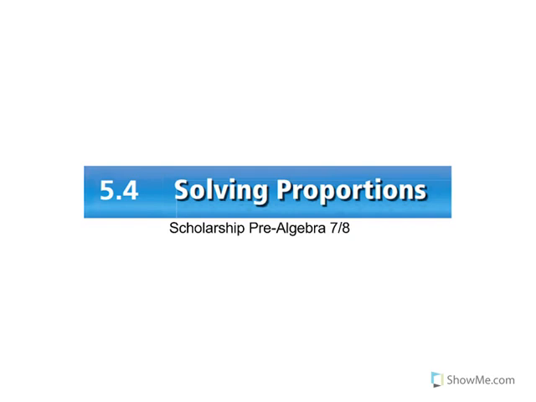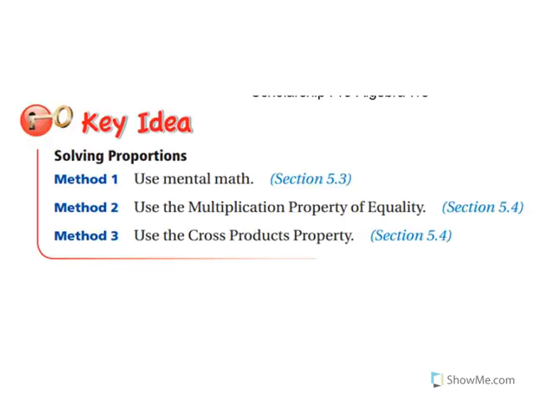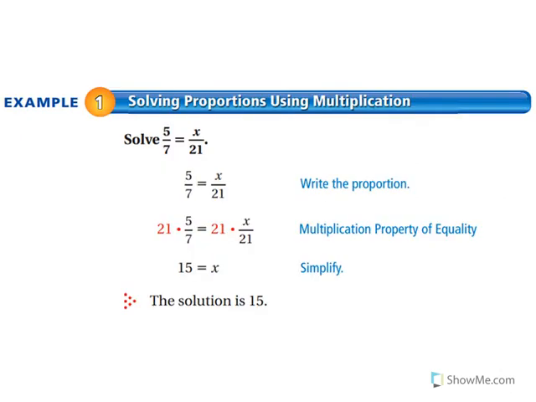Chapter 5.4, Solving Proportions. So let's get right at this. We're going to use a couple methods when solving these proportions. If you remember in 5.3, we were setting up the proportions. We were writing them. Now we're going to solve them. The way we're going to look at solving them today is, one, using the multiplication property of equality, and the other way, the one I'm most familiar with, is using cross products. So let's go ahead and dive right into this.